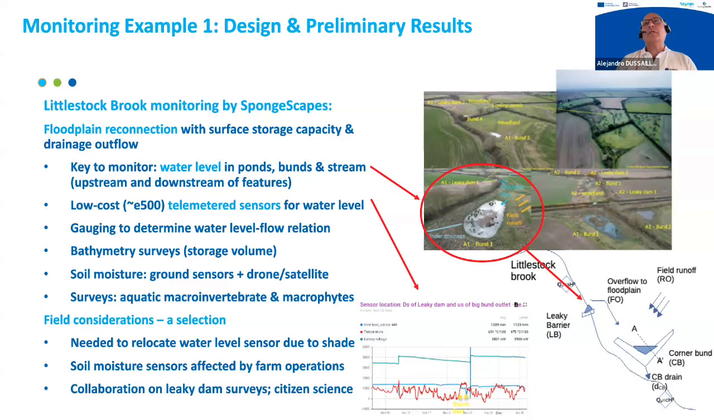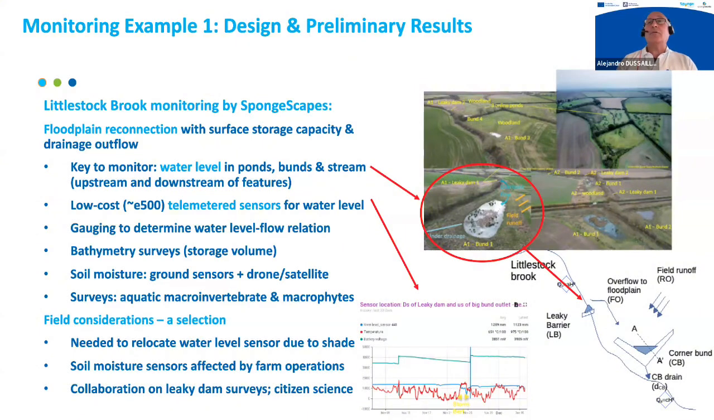Well, first, it's very obvious that the key aspect of storage among all these measures is the surface water storage. There's not much infiltration and groundwater. It's mostly surface storage in the bunds, in the ponds, in the floodplain. So we measure water levels in those areas with telemetered sensors that go into a platform.